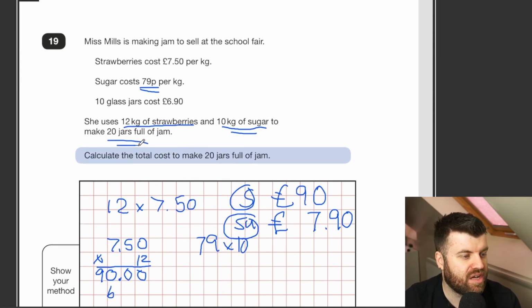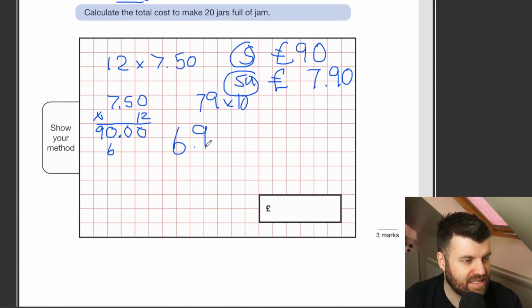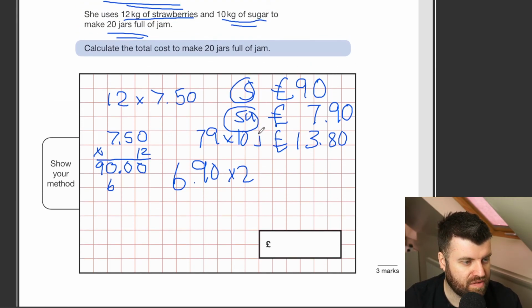And then 20 jars. So 10 glass jars cost £6.90. So we need 20. So that's going to be £6.90 times 2. If I just do 2 lots of 7, that gets me 14, and take away 2 lots of 10 to account for that, that's going to be £13.80. So now we've got the individual cost of the strawberries, the sugar, and the jars. We're going to add these up to get our answer.